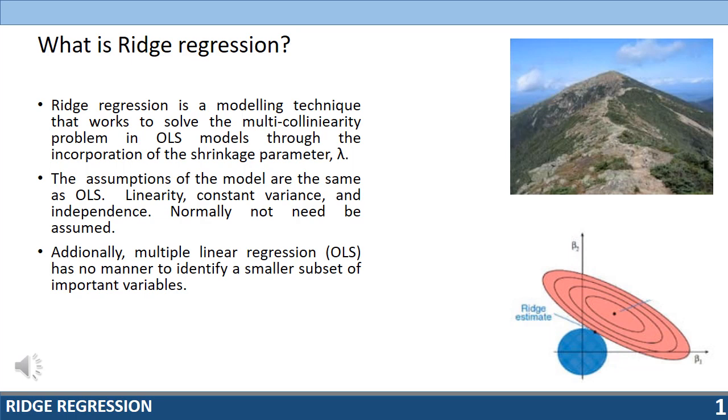Ridge regression is a modeling technique that works to solve the multi-collinearity problem in OLS models through the incorporation of the shrinkage parameter, that is lambda. The assumptions of the model are the same as OLS: linearity, constant variance and independence. Normality does not need to be assumed. Additionally, multiple linear regression OLS has no manner to identify a smaller subset of important variables.